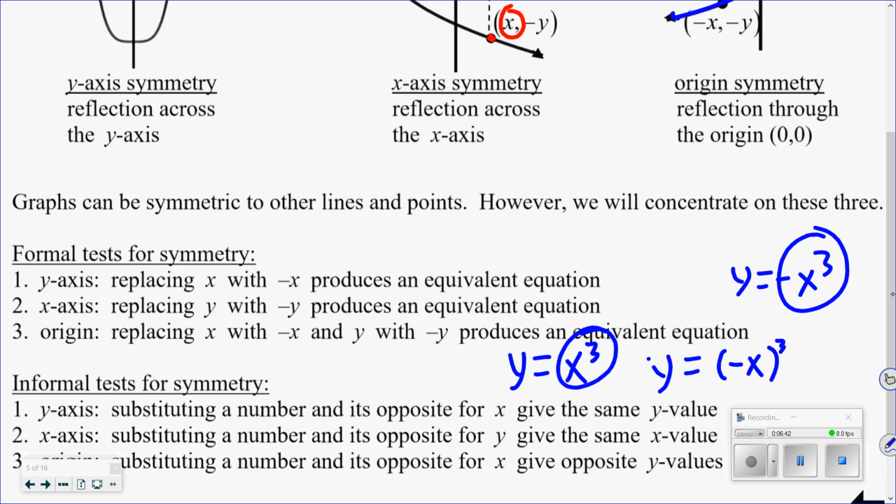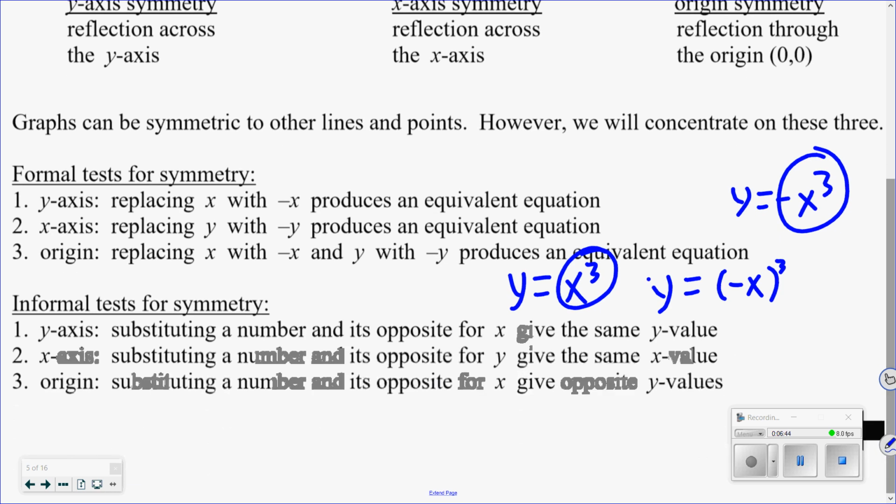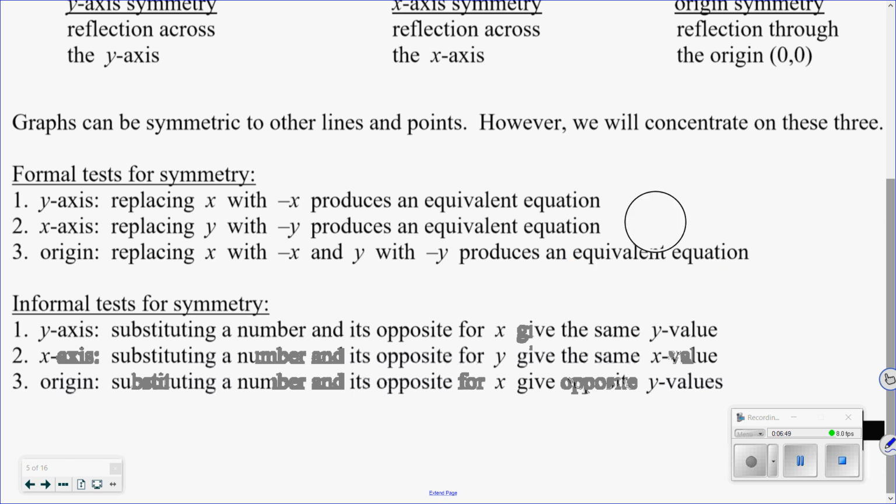So that's the way you can do it formally, and it gets pretty tricky if you have a bigger equation that's more complicated than those. There is an informal test, and that is, if I want to see if it's symmetric about the y-axis, I just plug a number and its opposite in and see if I get the same y value. So I could plug in 5 and negative 5, or 1 and negative 1. If I get the same thing back out, that means it's symmetric about the y-axis. Now, you've got to be careful with that. Technically, just because it works for one point doesn't mean it works for all the points on the graph. That's why it's an informal test. So this isn't a sure 100% of the time, but it's a good indicator.